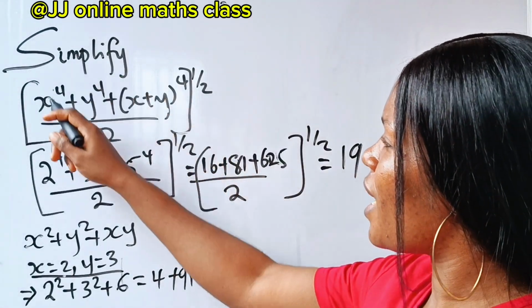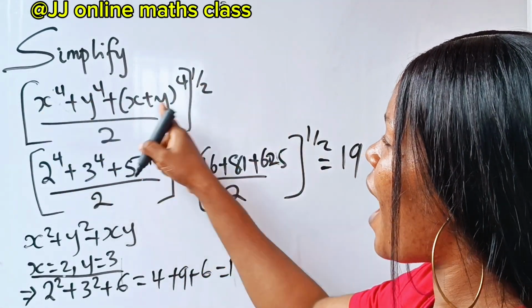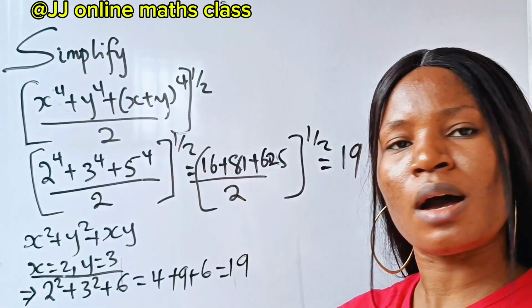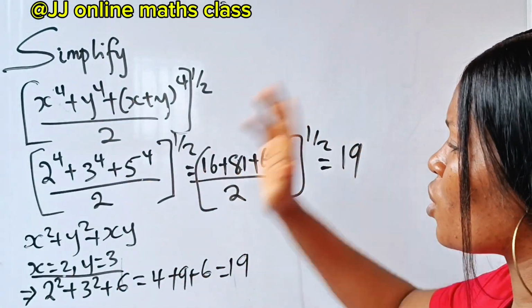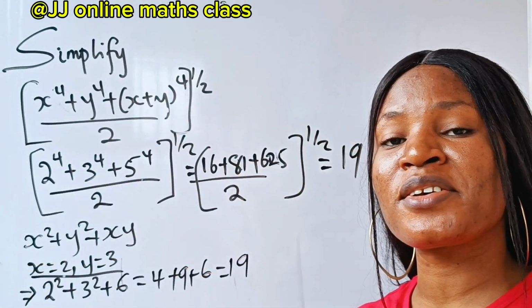So if you have something like this and the numbers you have here are huge, that is not something you can just start pressing and solving. You're asked to just use this simplified expression and solve it, and you're going to get your solution.